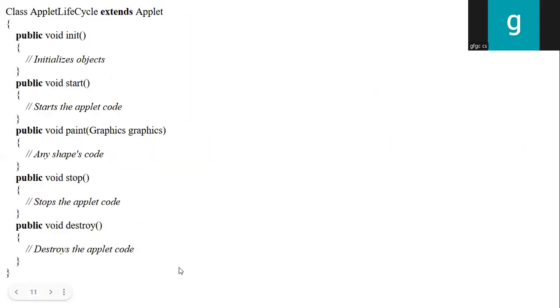Here, class AppletLifeCycle extends Applet. Public void init, public void start, public void paint method is there, public void stop method is there, public void destroy method. Whichever I have explained in the life cycle of an applet.